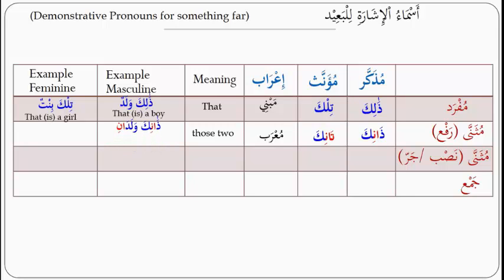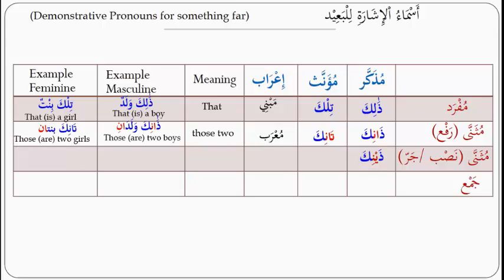Okay? So we have dhanika waladani. It means those are two boys. Dhanika waladani. And like this, we have tanika bintani. Tanika bintani. Those are two girls.